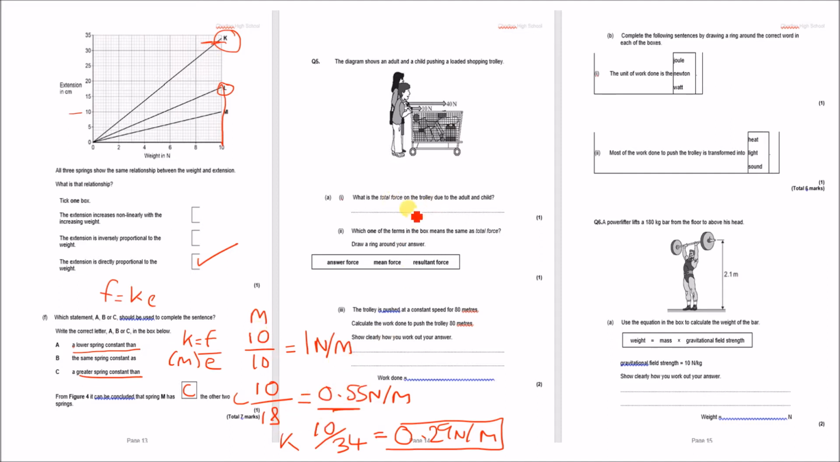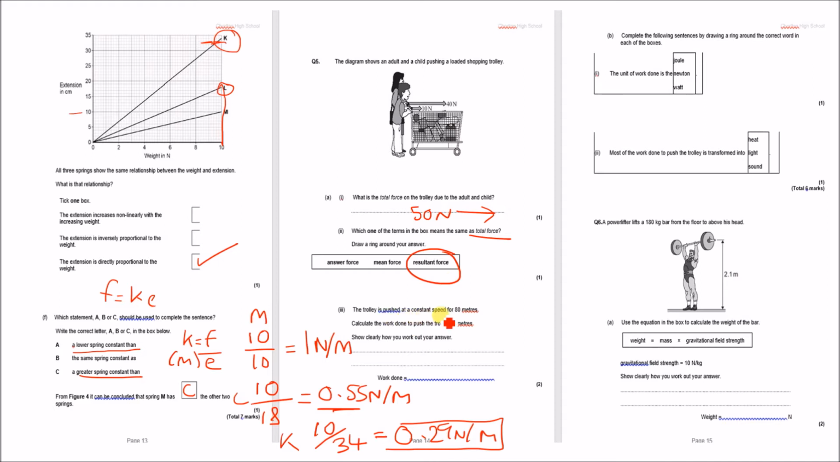Okay, carrying on. So the total force of the trolley on the adult. Because they're in the same direction, remember we add the vectors, so that means it's 50 newtons. Which one means the same as the total force? So the total force, or the sum of all the forces, remember, is called the resultant force. So there is a resultant force in that direction of 50 newtons.